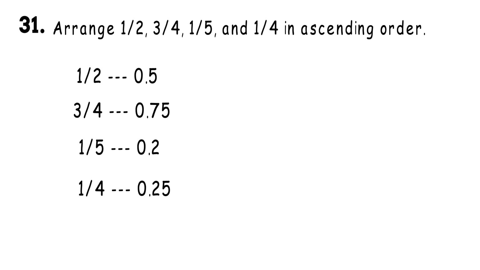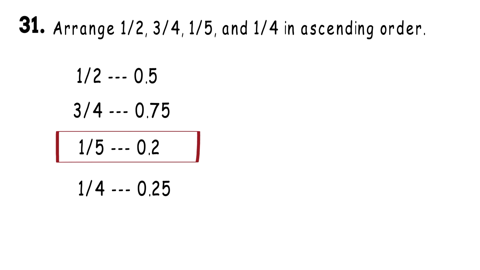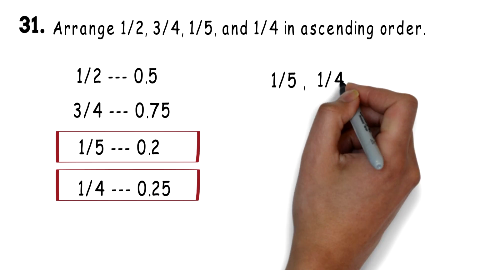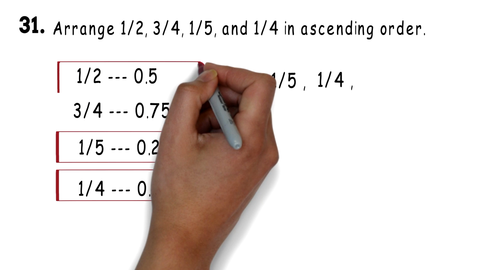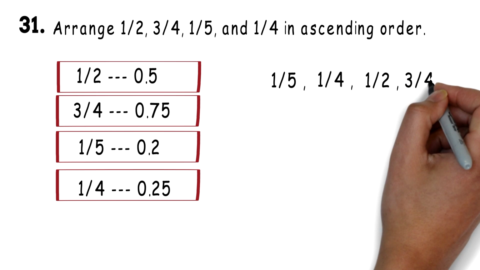Example, 1 over 2 is 1 divided by 2, which will give you 0.5. With these, we can arrange them. 0.2, which is 1 over 5, is smallest. Then 0.25, which is 1 over 4. Then 0.5, which is 1 over 2. Then finally, 0.75, which is 3 over 4.